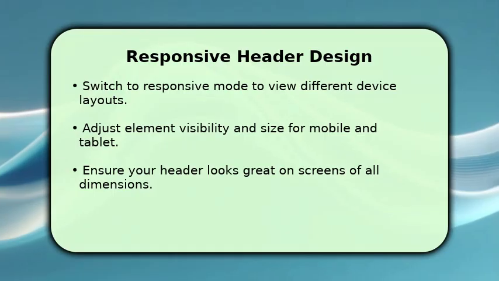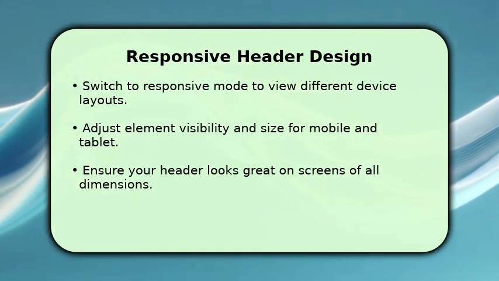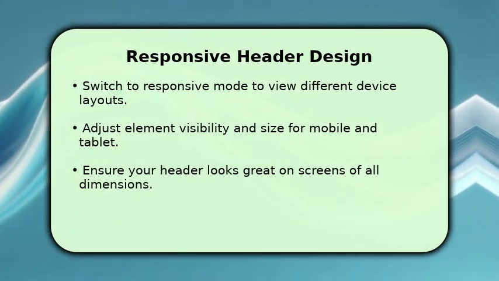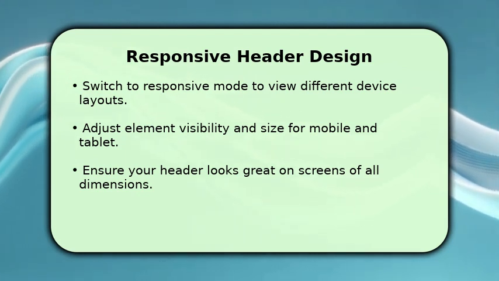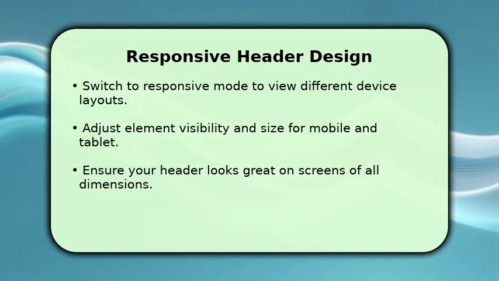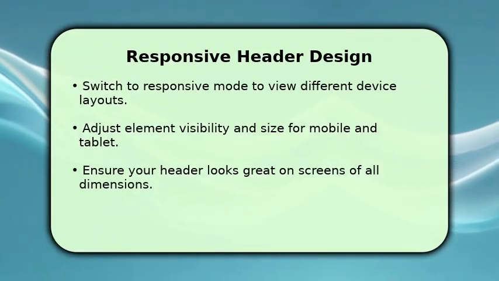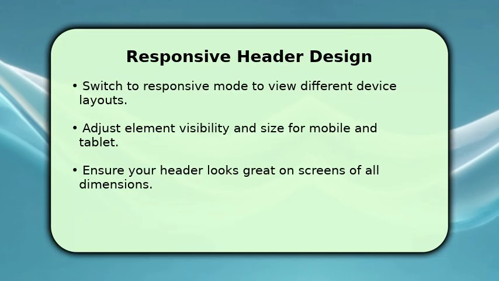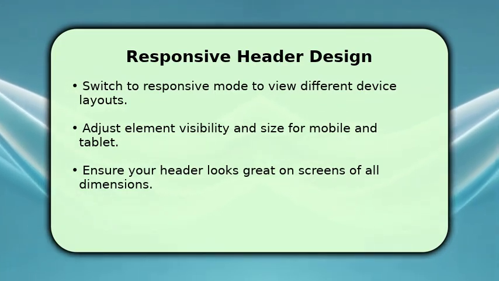A crucial step is ensuring your header is fully responsive. Elementor's responsive mode lets you preview and adjust your design for desktop, tablet, and mobile devices. You can hide certain elements on smaller screens or modify their size and alignment. For example, you might use a hamburger menu for mobile. This guarantees a seamless user experience, no matter how your visitors access your website.